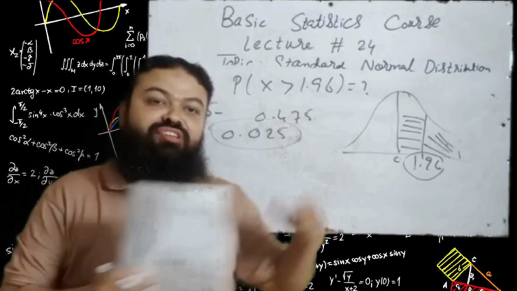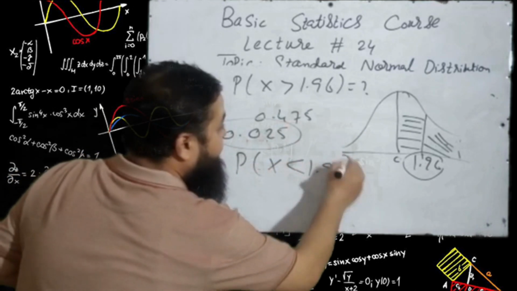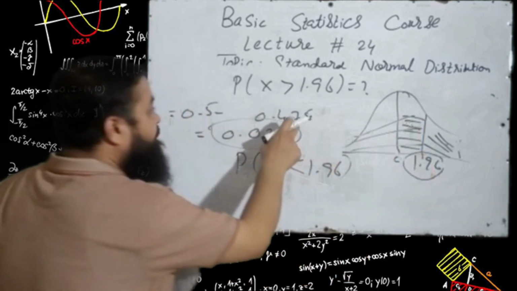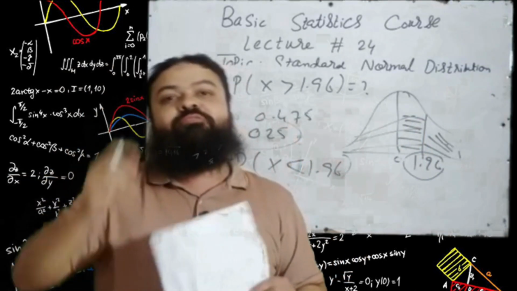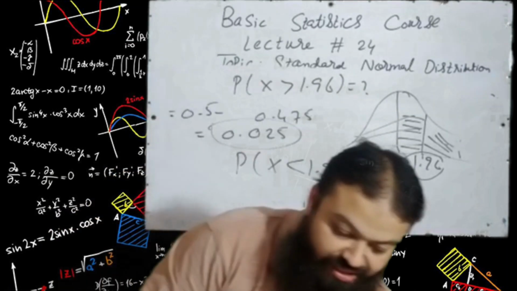A very important question. And if the question is probability x less than 1.96, it means our need is this much. Then 0.5 plus 0.475 will be the correct option in the exam. Please keep in mind a very important concept. Question number 9.